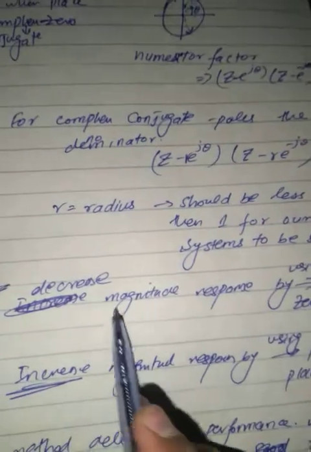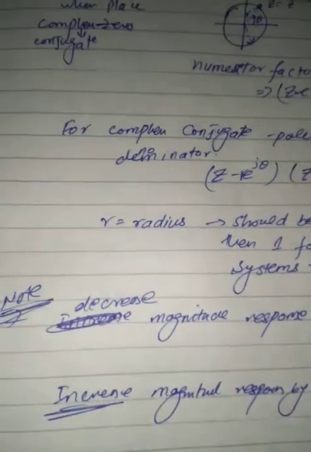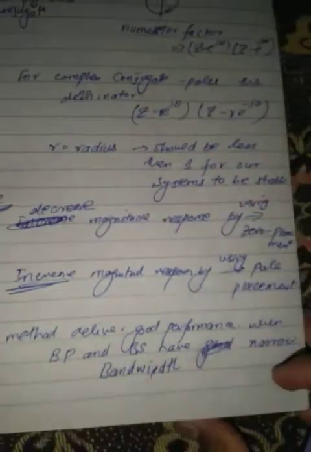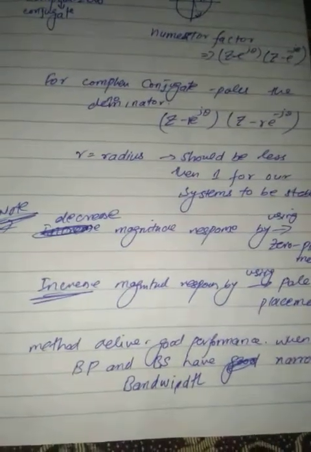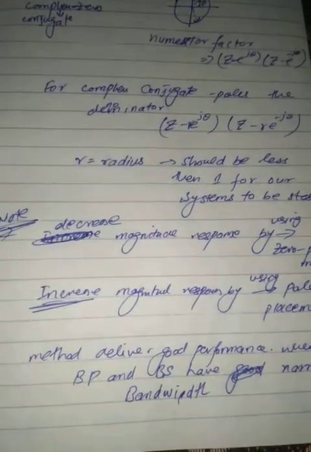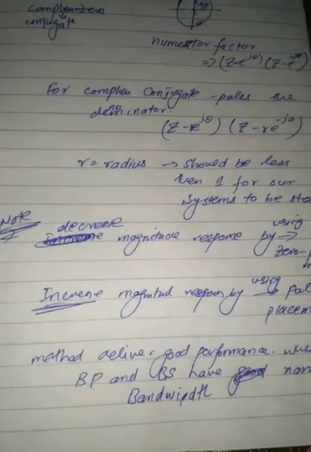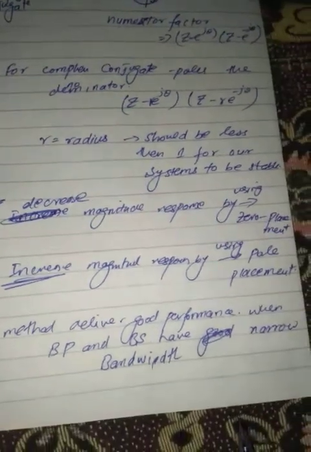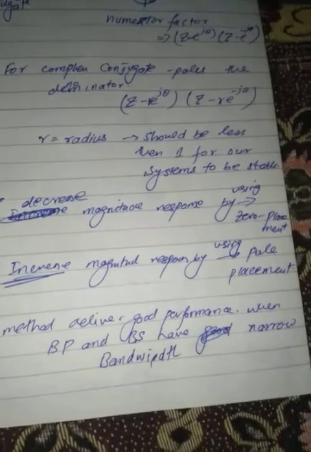If we want to increase the magnitude, then we place a pole. For example, if the magnitude of our system is very low, then we have to increase the magnitude of our system, so we place a pole. And if we want to decrease the magnitude of our system, then we place a zero at that place.